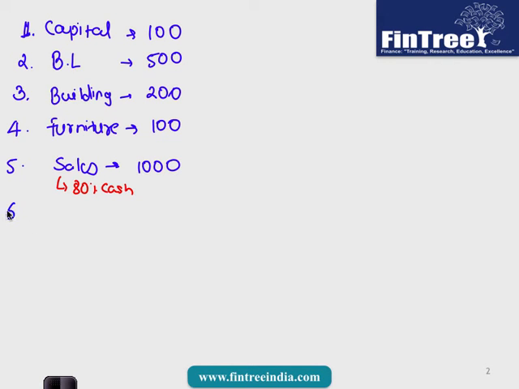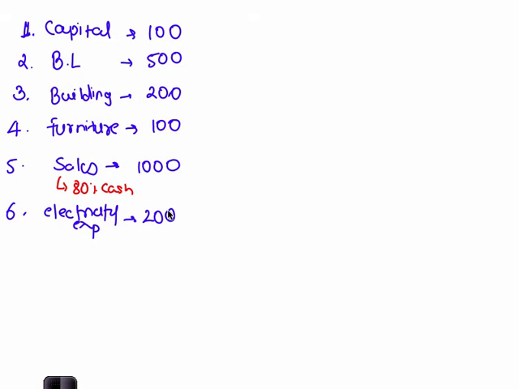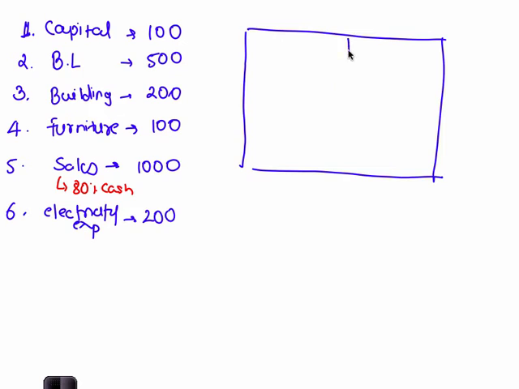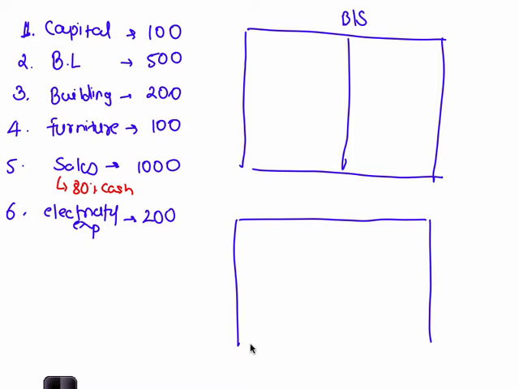And then let us have electricity expenses of 200. Prepare a balance sheet and income statement. So this is your balance sheet. This is your income statement. In case you've not been able to tally, please observe carefully so that you'll understand where it went wrong.